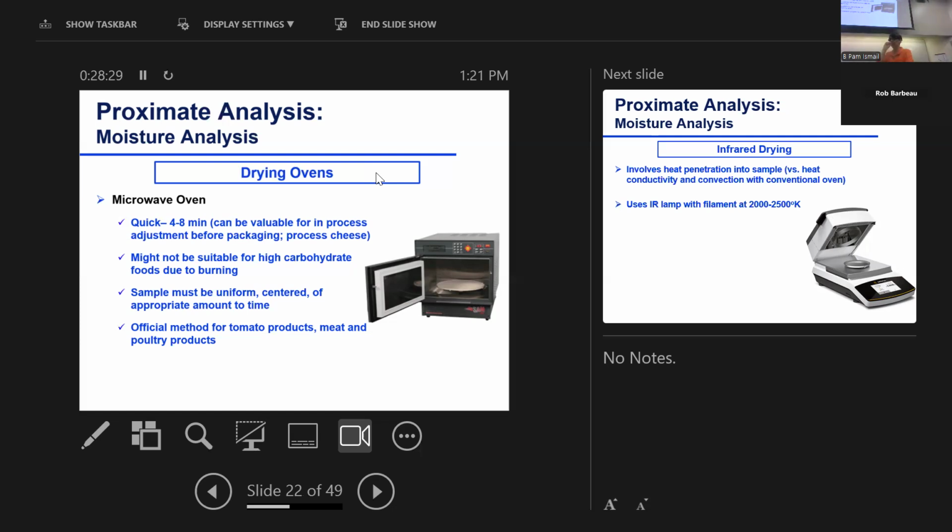Did you get burning in Cheerios and baby cereal? Did you notice any burning? No? Oh, wow. That's cool. But we'll see how the data looks. Okay.